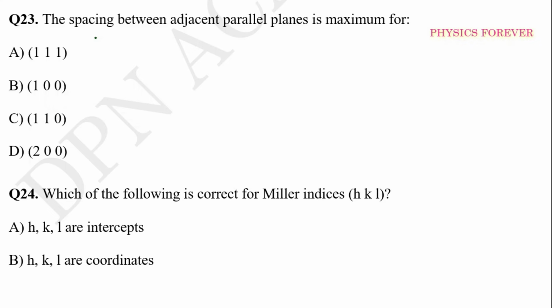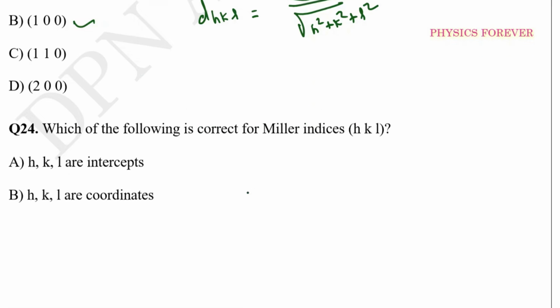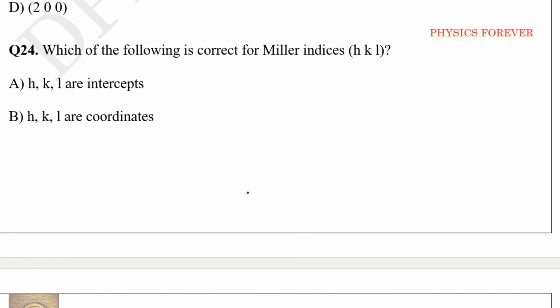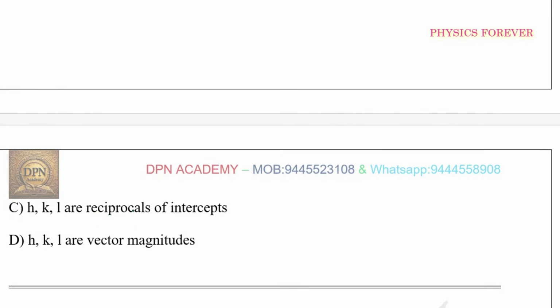The question number 23, the spacing between a parallel plane. Which one is then parallel plane? The correct option will be B. That should be 1 0 0. The spacing between then d_hkl, which is equal to then a by root then h square plus k square plus l square. Then we have to take 1 0 0 is the correct answer for option B. So then 24, then which of the following is correct for Miller indices in hkl value? So the correct option will be hkl or reciprocal of intercept.